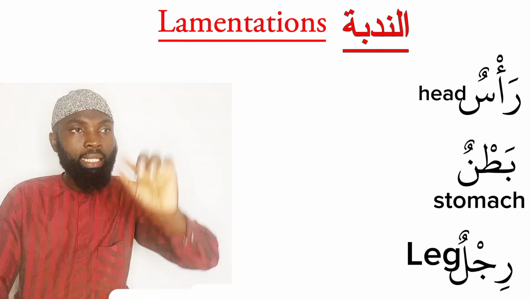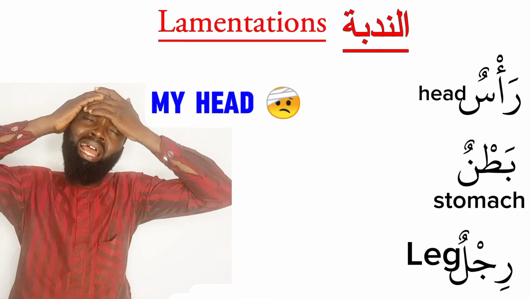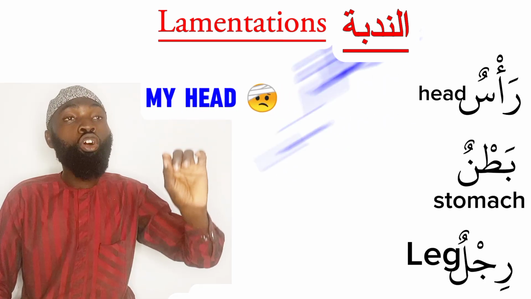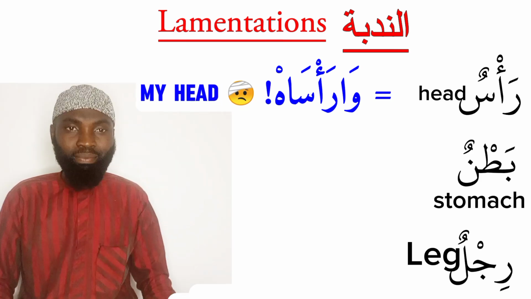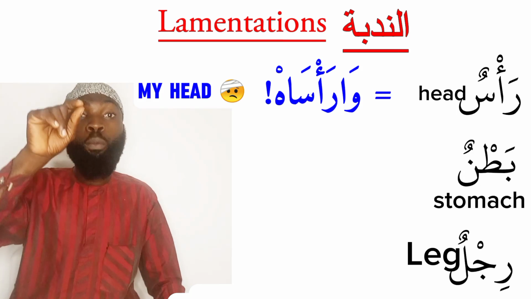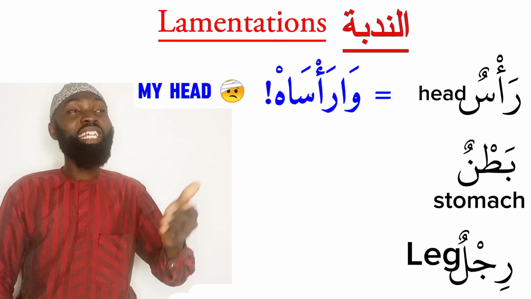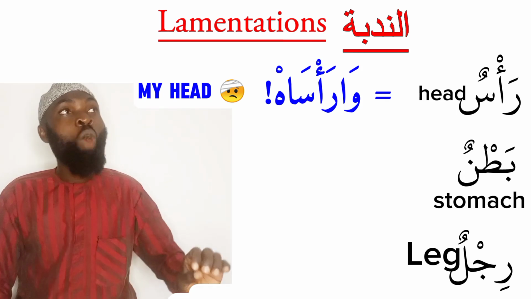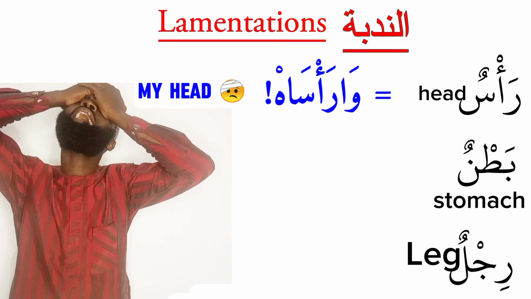Now, we said ra'sun means head. How do I say my head? It is very easy. You simply say wa ra'sa. Can you see? All you need to add is wa. That is wa plus alif mad. So you have wa. Then you bring the word ra'sun. It becomes ra'sa. Add the alif and ha at the end. Wa ra'sa, my head.